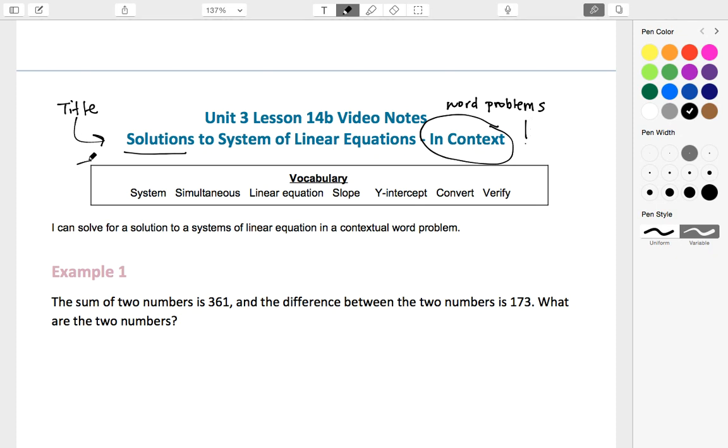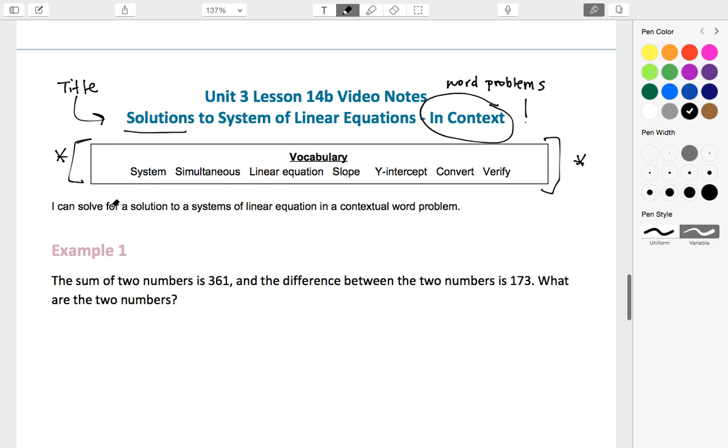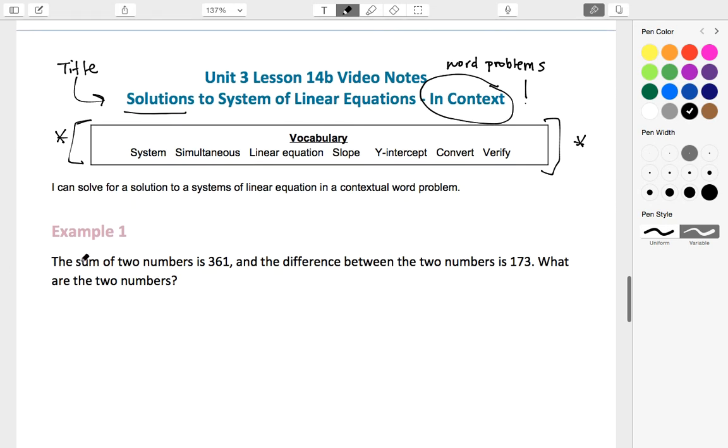Okay, so here's some vocabulary that will be used in this video. You can use that in your summary. And then here, this is our objective in the video. I can solve for a solution to a system of linear equations in a contextual word problem. Okay, so we're going to have two examples here. This one's a type of problem you've seen before, but we're just going to review it.